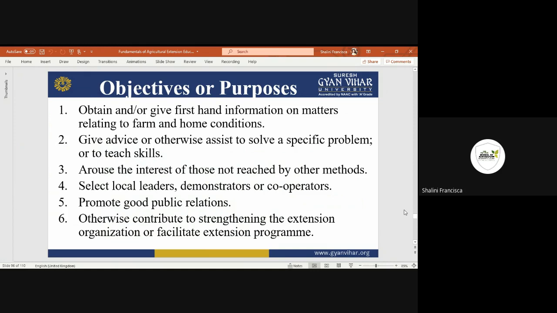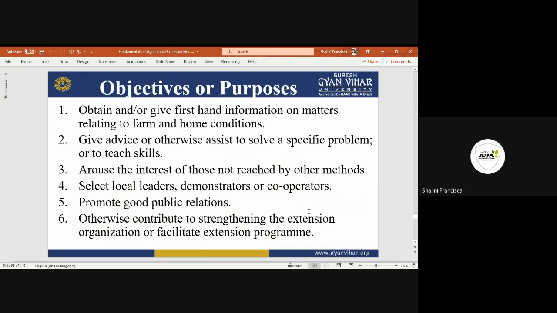Select local leader, demonstrators or cooperators. In a farm visit, first of all you will go to the panchayat, and the sarpanch of that village will allow somebody to accompany you, so that you can go with that person for the farm visit and all.